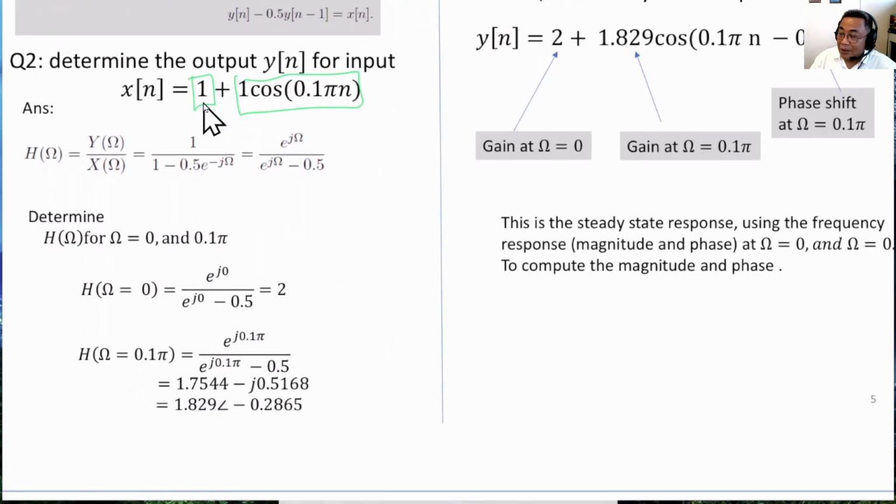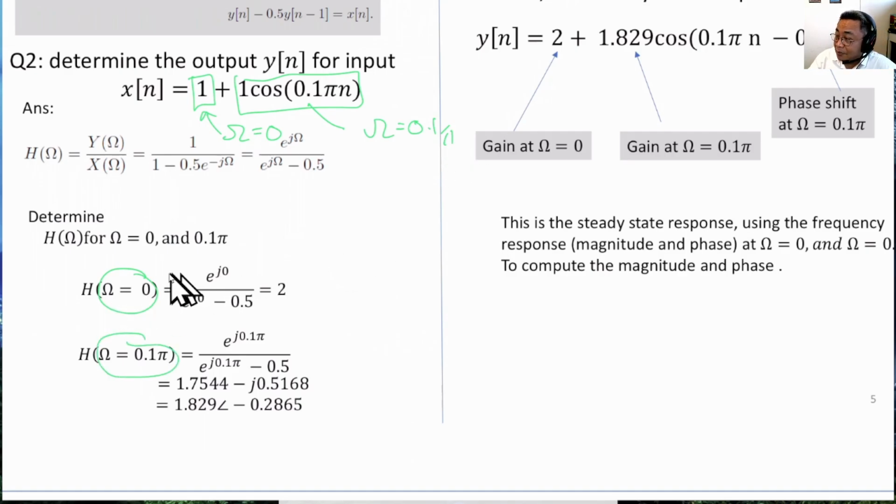Now, what is the frequency of this signal? The frequency of this signal is of course omega equals to 0.1 pi. What about this? The frequency is omega equals to 0 radians per sample. At every sample, we are not changing its value, so it's always 1 throughout. So we now need to see the frequency response at omega equals to 0 and omega equals to 0.1 pi. So this is it.